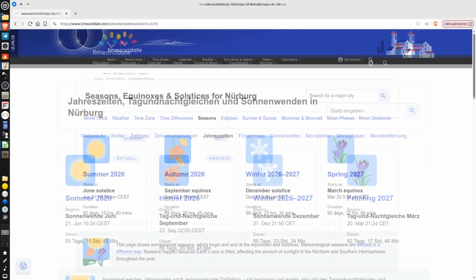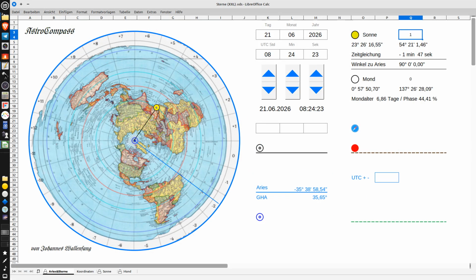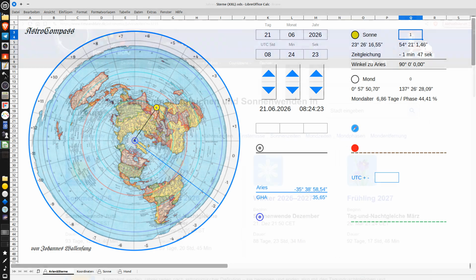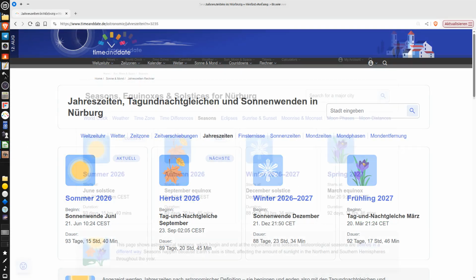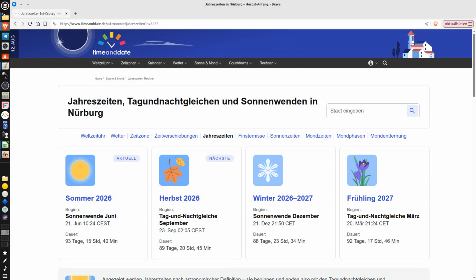On June 26th, summer began at 8:24 Universal Time Coordinated. The sun above the Tropic of Cancer formed a 90-degree angle with the vernal equinox, which is shown as a blue line in the table. The start of fall is on September 23rd at 0:05 Universal Time Coordinated. The sun at the equator forms a straight line with Aries across the North Pole.